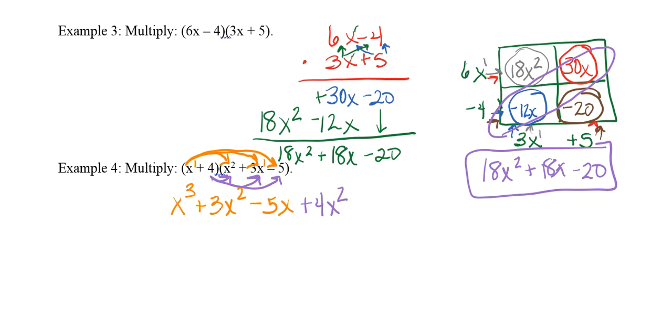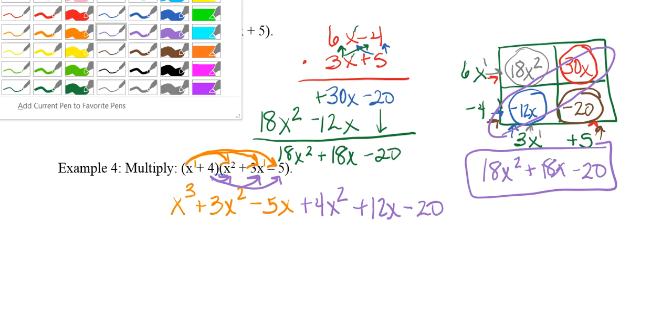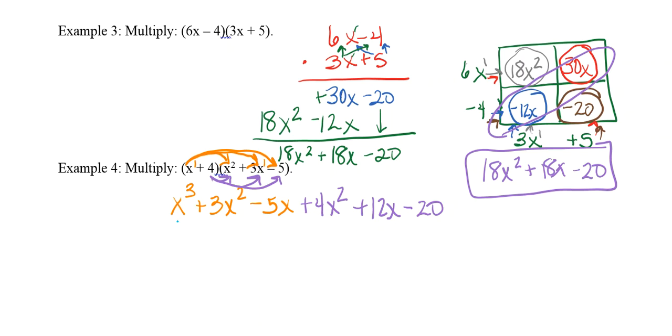You could stack these if you wanted to combine methods to keep your like terms together, or you can go ahead and just go out horizontally. 4 times 3x is 12x. 4 times negative 5 is negative 20. Now I'm going to go ahead and look for like terms. There are no other terms with the x cubed. I have 3x squared and 4x squared, makes a total of 7x squared. I have negative 5x plus 12x, that gives me 7x, and then negative 20 is all by itself.